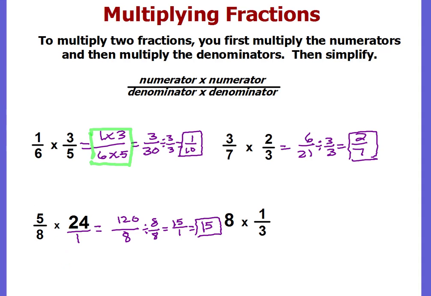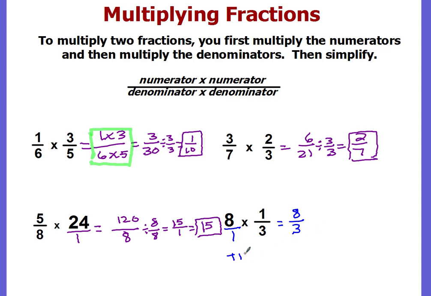And our last example, 8 times 1/3. So again, 8 is a whole number. Just put it over 1. And then multiply. Multiply your numerators. 8 times 1 is 8. Multiply the denominators. 1 times 3 is 3. This cannot be simplified, but it is an improper fraction, so we need to change it to a mixed number.